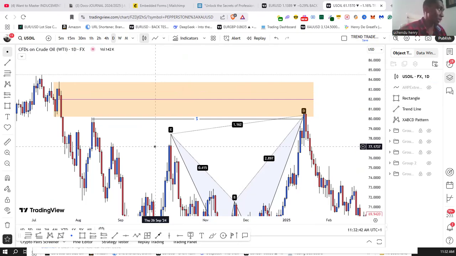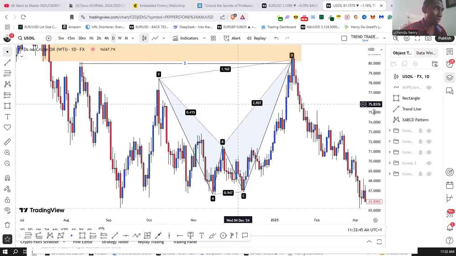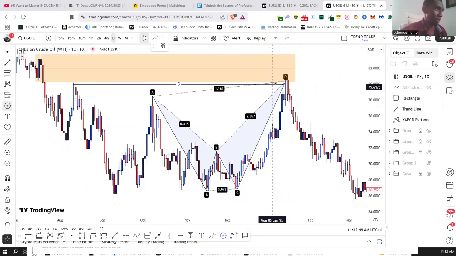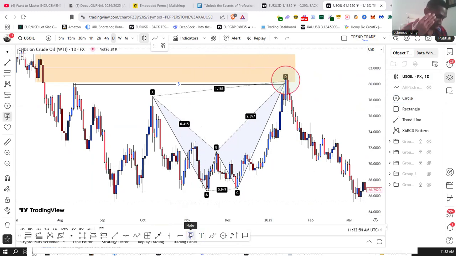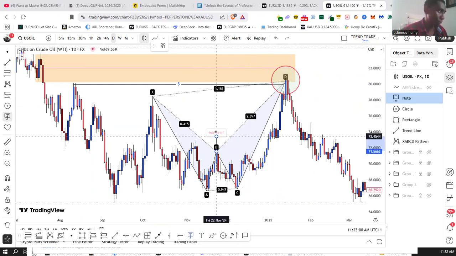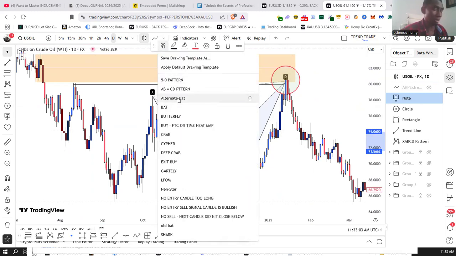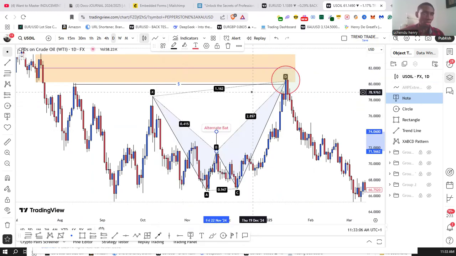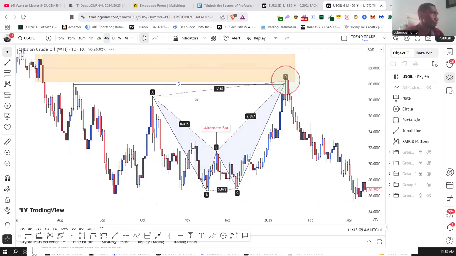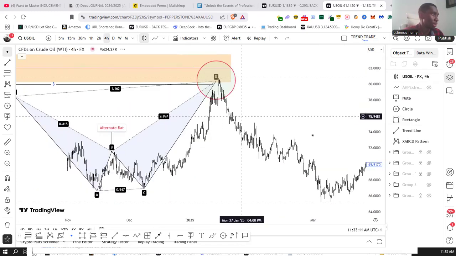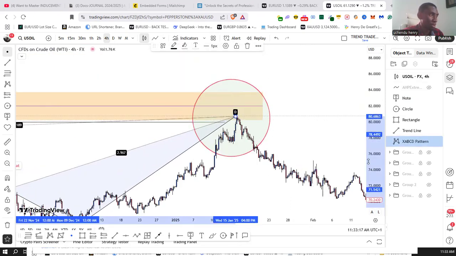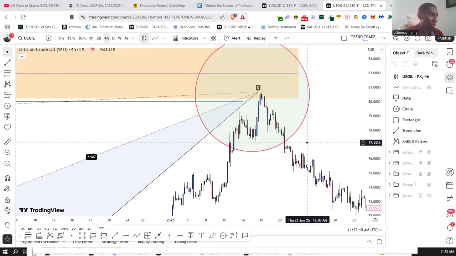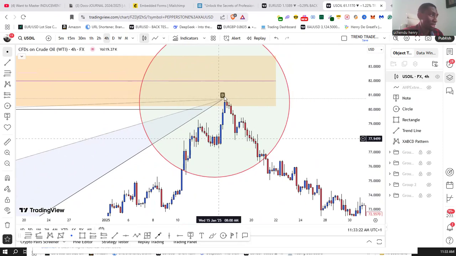So let's go down to the lower time frame to see if we got any entry based on our entry criteria. Alternate bat, right? Okay. Let's see if we're able to get any entry on that level. I'm already seeing an M-type formation here. It could be like this, could be like that, but I'm not sure.